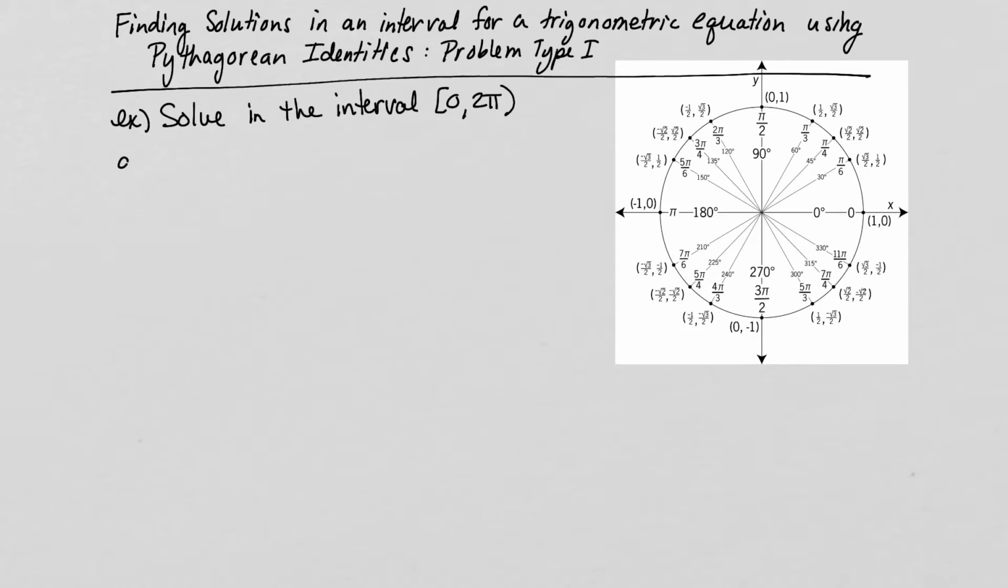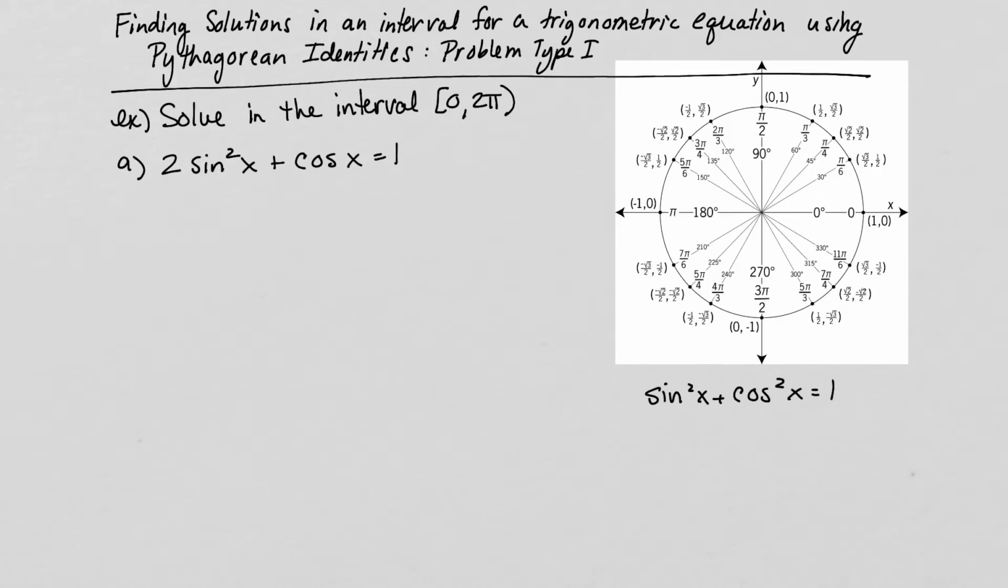So the first one here is going to be 2 sine squared x plus cosine x equals 1. So if you look at this problem, it has a sine in it, it has a cosine in it. I can't really solve it because I can't factor anything out the way that it is. So what I'm going to end up doing is using the Pythagorean identity. So if you remember the Pythagorean identity, it says sine squared x plus cosine squared x equals 1.